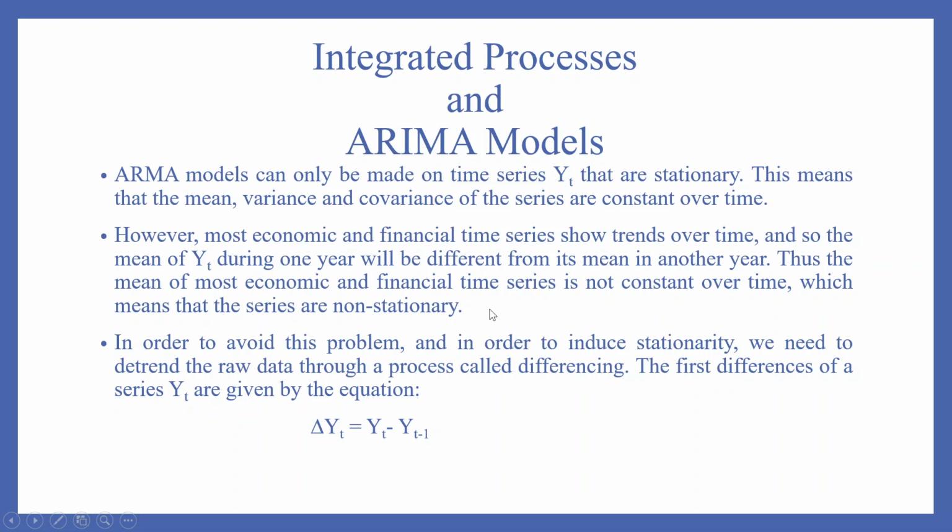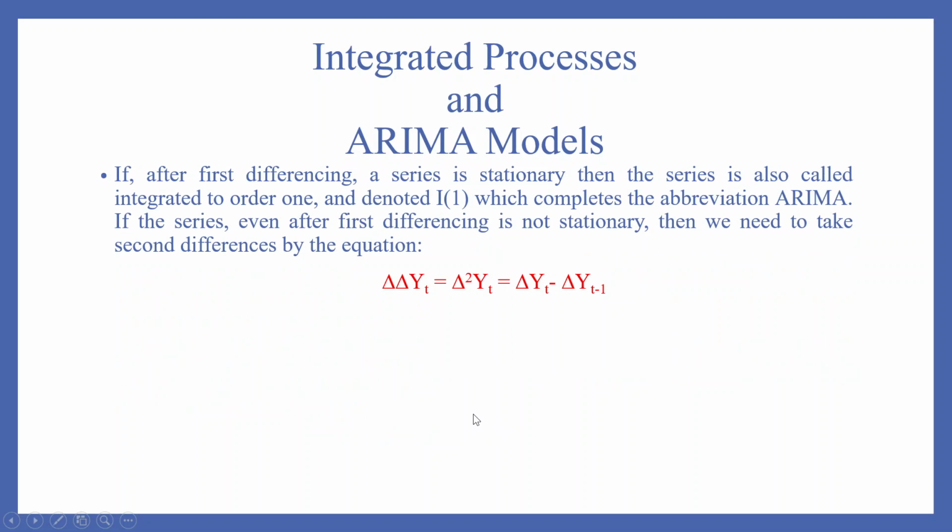which means that the series are non-stationary. In order to avoid this problem and in order to induce stationarity, we need to detrend the raw data through a process called differencing. The first differences of the series YT are given by the equation delta YT is equal to YT minus YT minus 1. The second differences can be taken as delta square YT is equal to delta YT minus delta YT minus 1. We go for the second differencing if we don't achieve stationarity in the first difference.